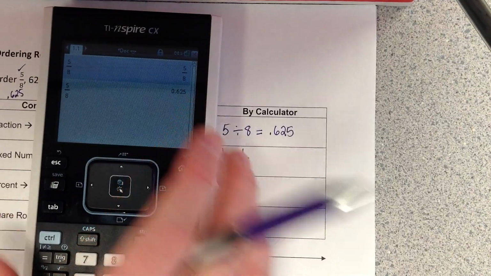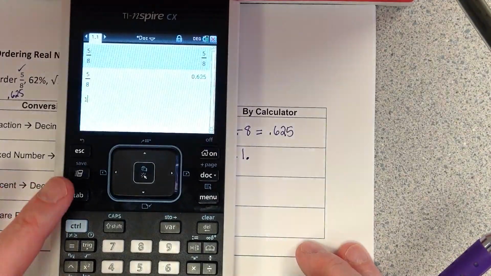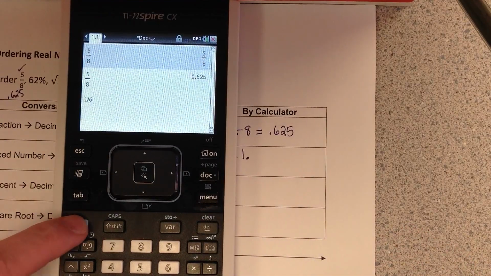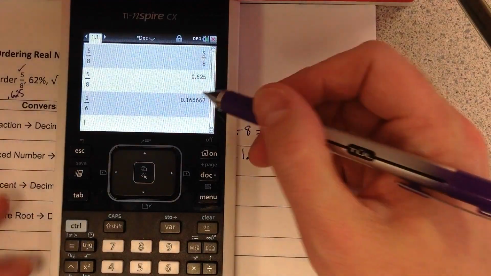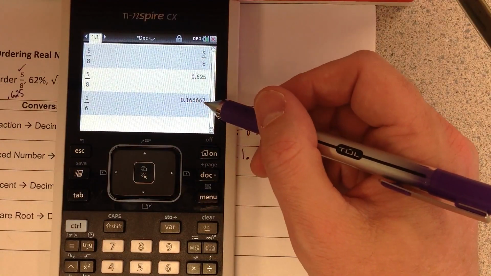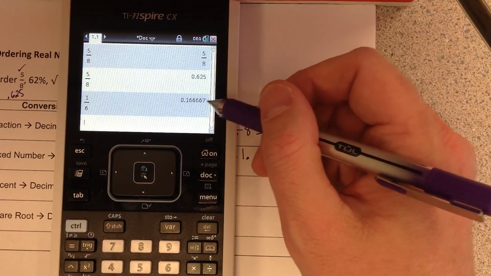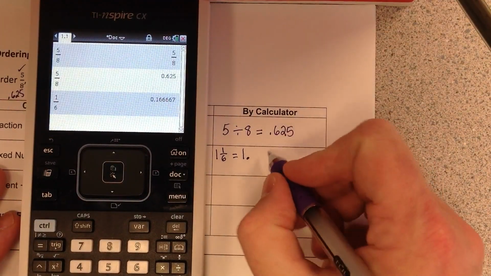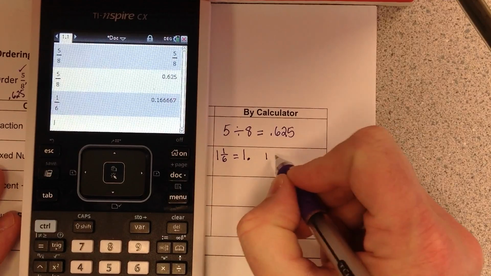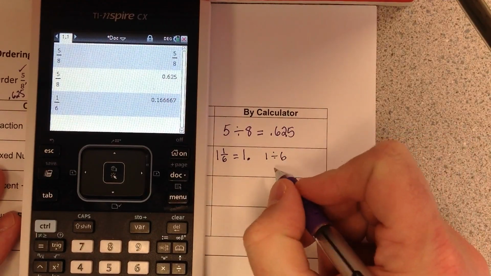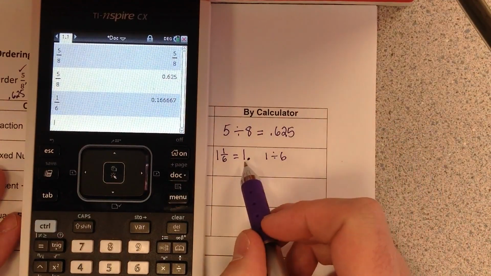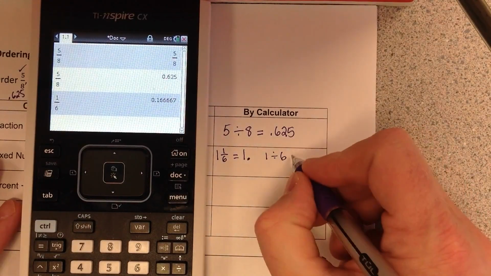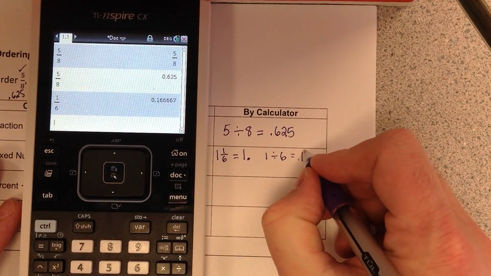Now I'm going to do 1/6 on the calculator. So I'm going to do 1 divided by 6, but I'm trying to get a decimal, so I have to do Control Enter, and I get 0.166667. It rounded the last digit, but this tells me that it's repeating. So I'm going to put 1 and then 1 divided by 6. Okay? So I first give myself the 1 because I know that's going to be the whole number, and then 1 divided by 6 equals 0.16 repeating.